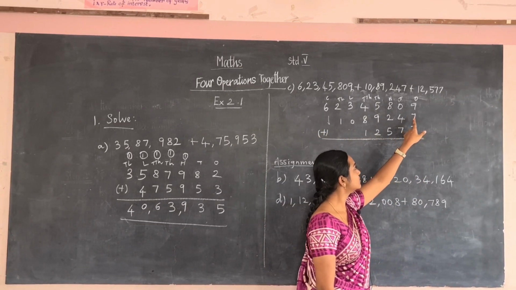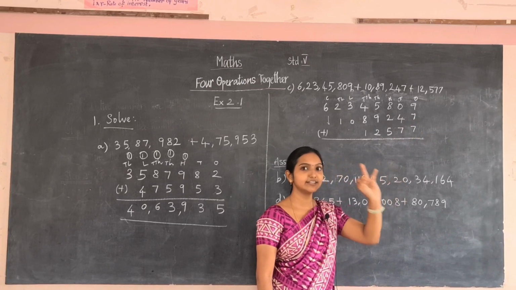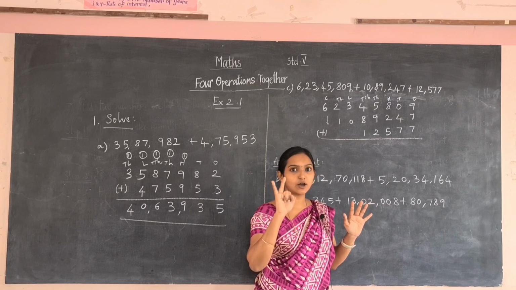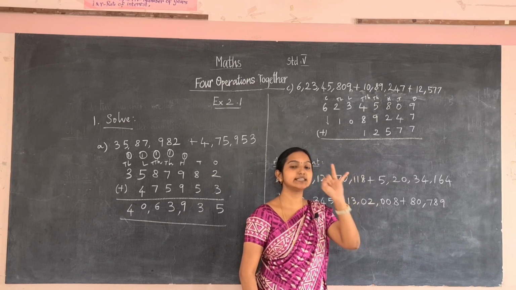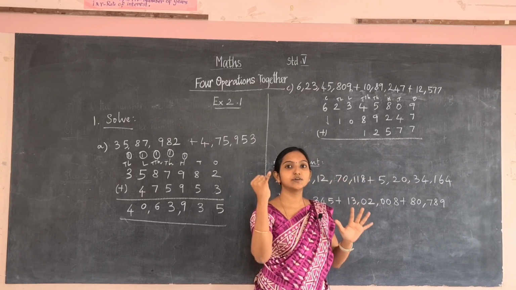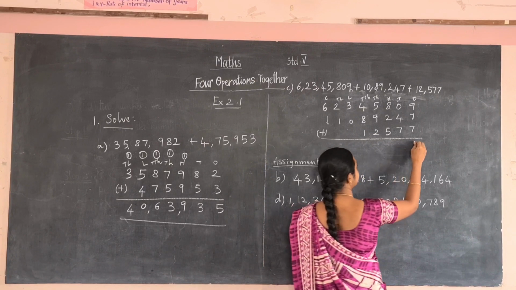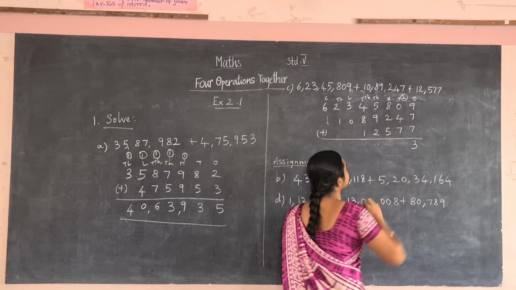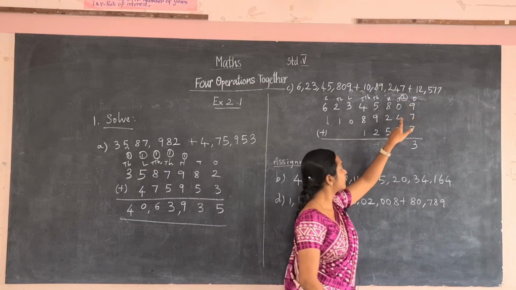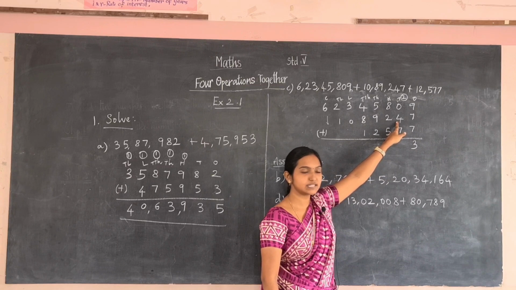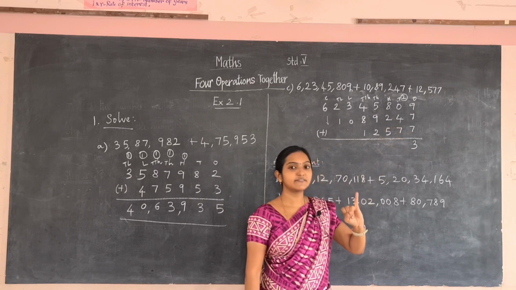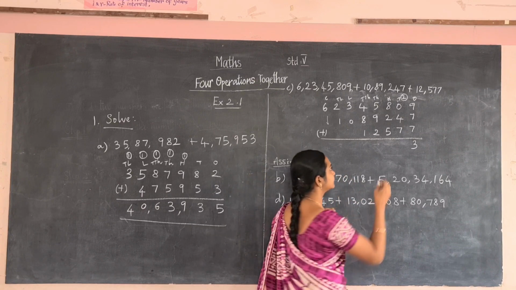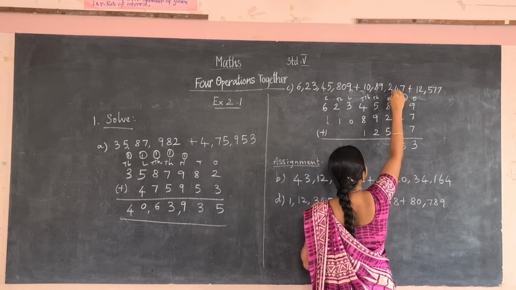After 9, count 7. That will be 10, 11, 12, 13, 14, 15 and 16. After 16, count 7. That will be 17, 18, 19, 20, 21, 22 and 23. Write 3 here and carry 2 to tens place. So 2 plus 4 will be 6. After 6 count 7. That will be 7, 8, 9, 10, 11, 12 and 13. Carry 1 to hundreds place.